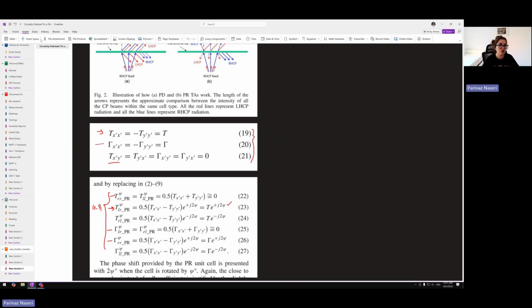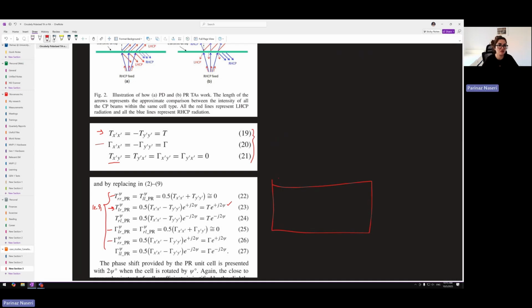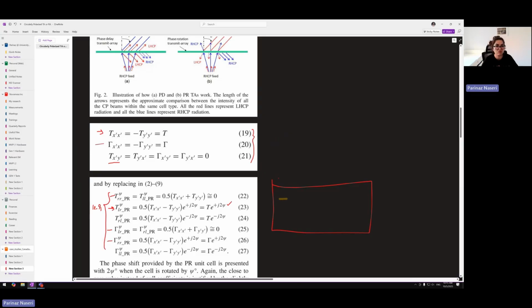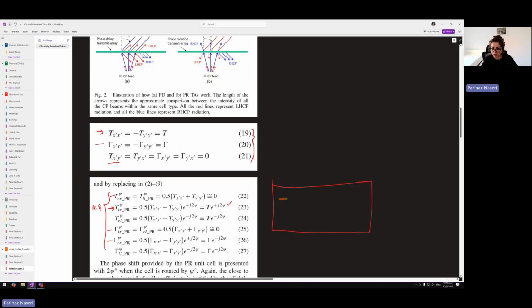For example, I'm going to draw this for you. Okay, let's say we have an array here. I hope you can see it. Let me choose another color. Okay, I have one unit cell. Is this a pen? Okay, never mind. I have a unit cell that is looking like this, for example.